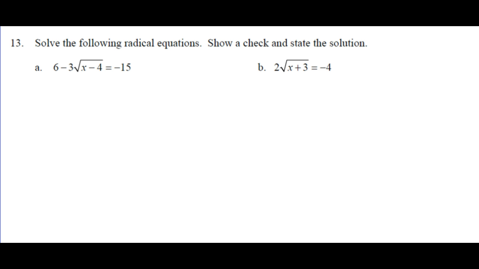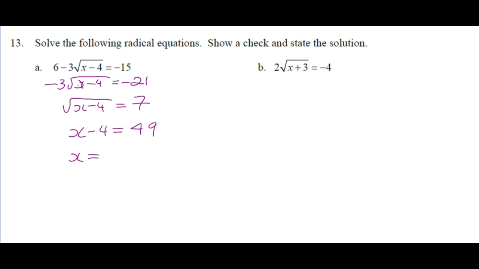So what are we going to do? Well, we're going to subtract 6. So negative 3 root x minus 4 is equal to negative 21. Right? Subtract 6 from both sides. Next step, do what? Divide by negative 3. Let's try and write things properly. So the root of x minus 4 is equal to 7. Then we square both sides. And then we add 4.